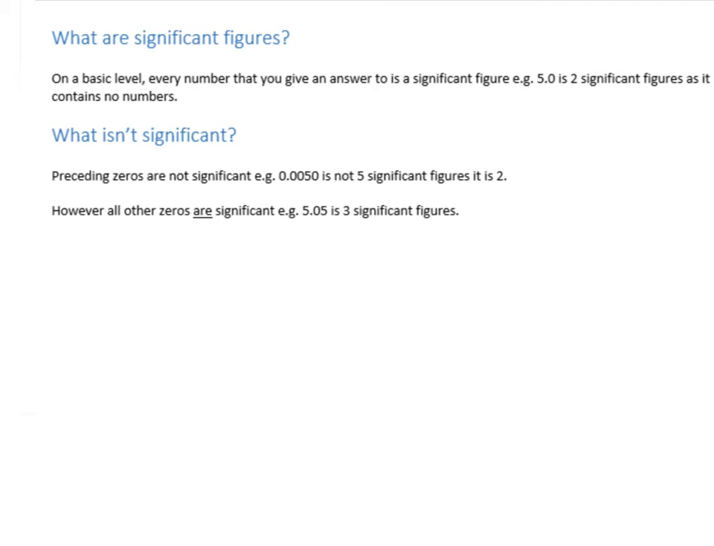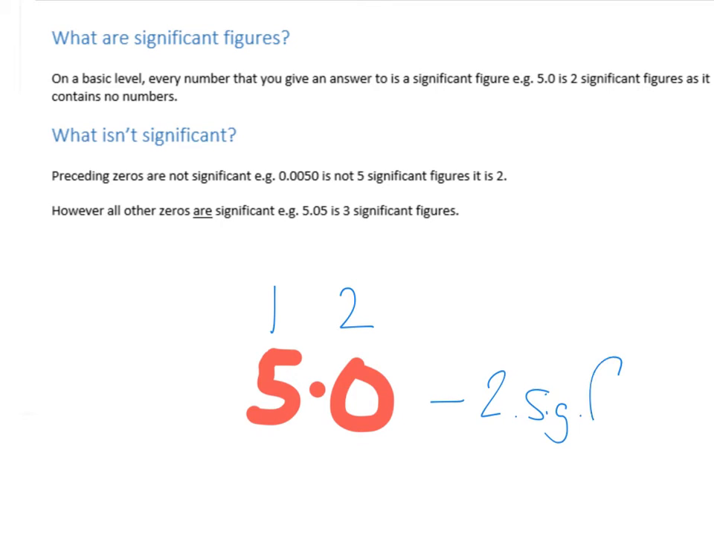So the first thing we need to recognize is what is a significant figure. It's essentially the number of numbers that you give an answer to. It's a little bit more complicated than that, but anyway. So say in an example we're going 5.0. Okay, so we start from the left. Here's your first significant figure, here's your second significant figure. So this is 2 sig figs.